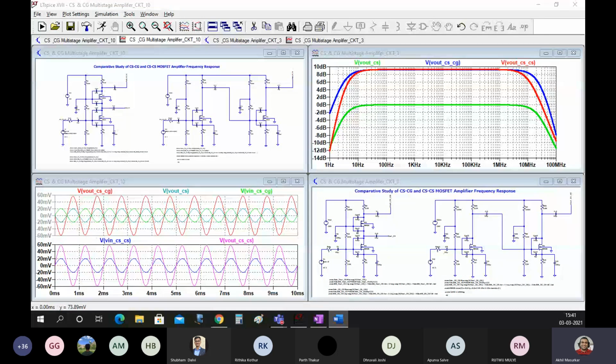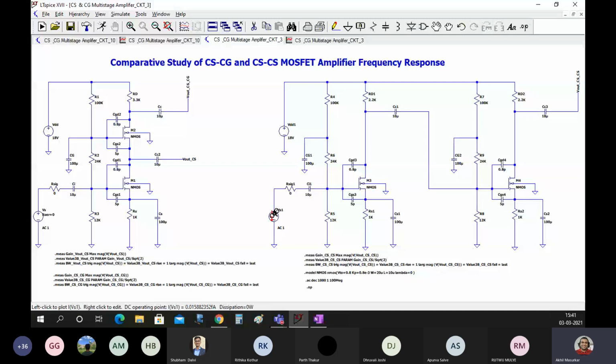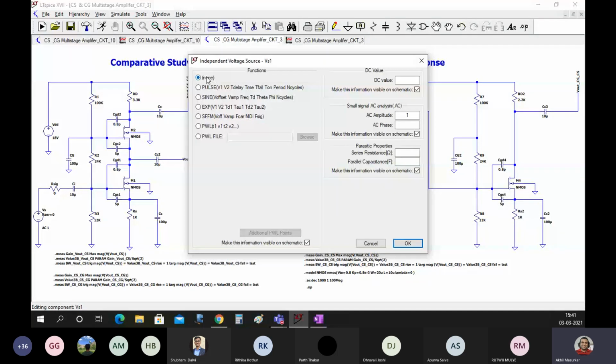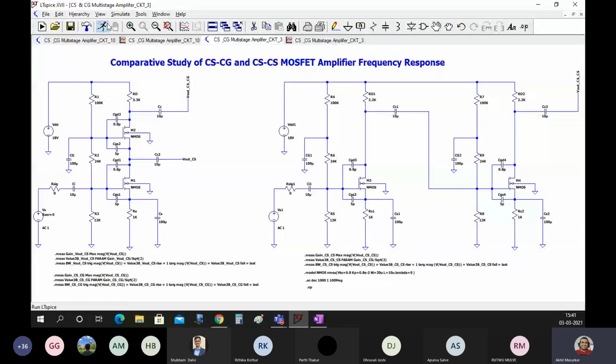Let us go one by one here. This is having the dot AC analysis. Here your signal source should be on none, amplitude should be 1, and press OK. Here also this should be on none, signal source should be 1, press OK. Once you run this, you will get this graph.